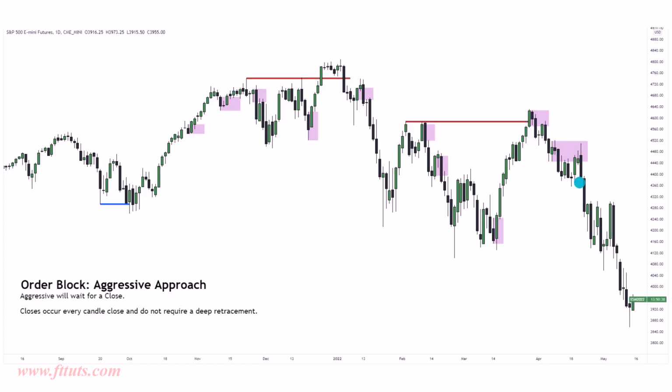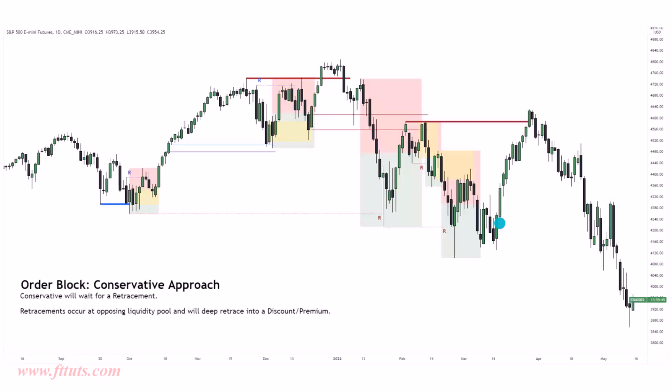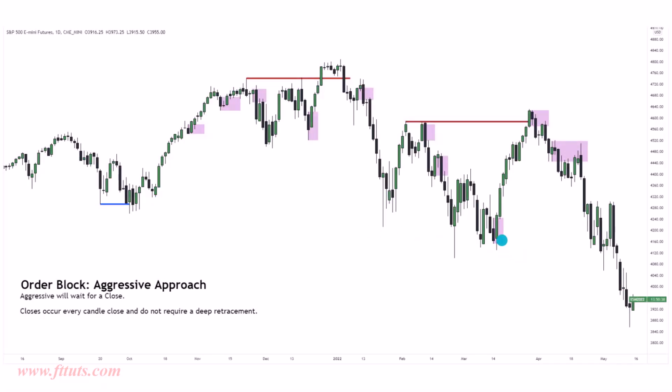for displacement. So you can see that this approach does not require an opposing liquidity pool for a deep retracement like this. You can see this is a deep retracement. As opposed to this, it's very instant. Here's a clean one. Liquidity pool. Up candle gets closed below. Retest, displacement.